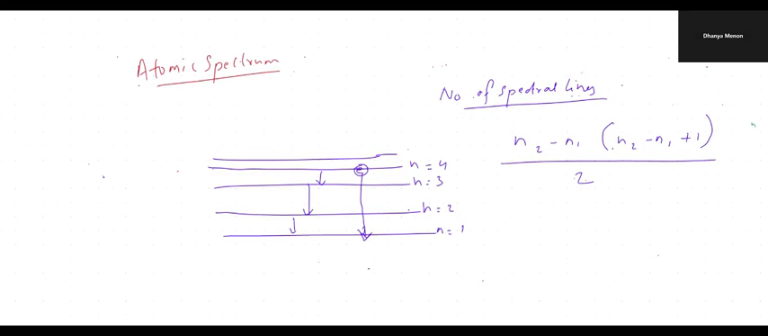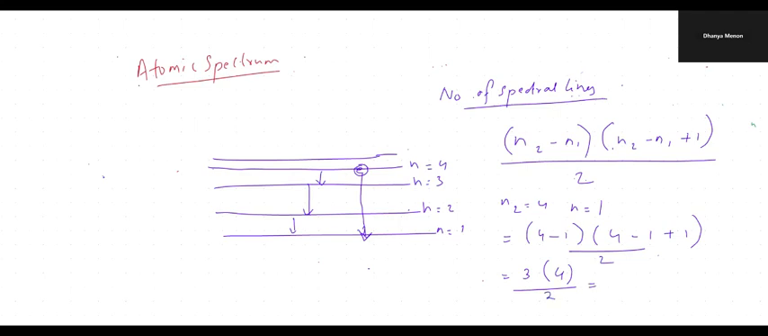Suppose in this case N2 is 4 and N1 is 1. So we have (4 minus 1)(4 minus 1 plus 1) by 2, which is 3 times 4 by 2. This comes to 6. So how many lines or transitions are possible? 6 transitions are possible. So in case you get a question like this, it's a handy formula.